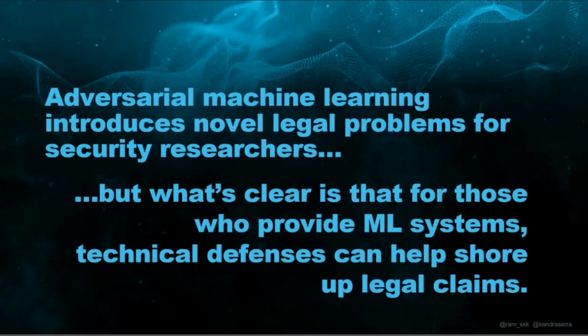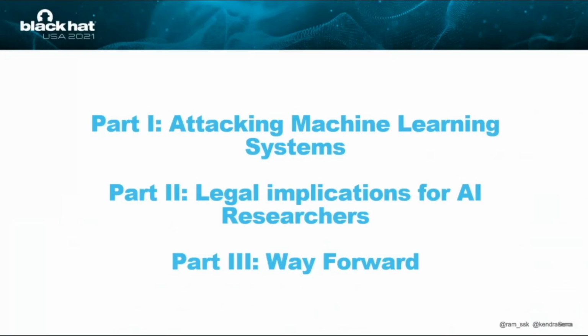If you take one thing away from this talk, it should be that adversarial machine learning introduces really novel legal problems for security researchers. A lot of things are unclear, but the one certainty is that if you can start putting up technical defenses, it can actually help you with your legal claims. And this talk really has three parts. In the first part, I'm going to walk through a very high-level overview and a primer on what attacking machine learning systems entails. Then Kendra is going to deliver the meat of the talk about the legal implications for AI researchers and wrap it up with what a risk assessment of ML systems actually entails.